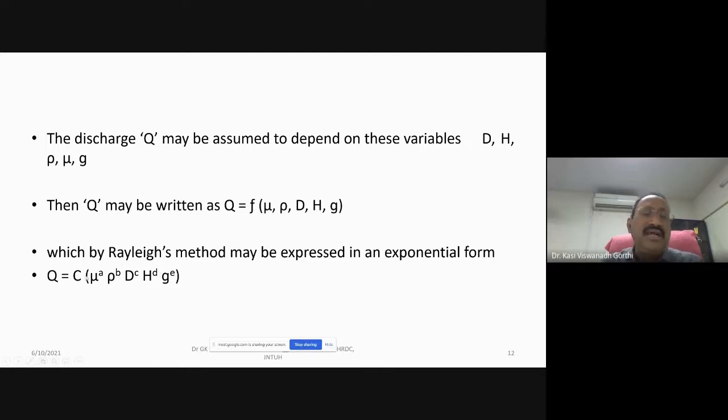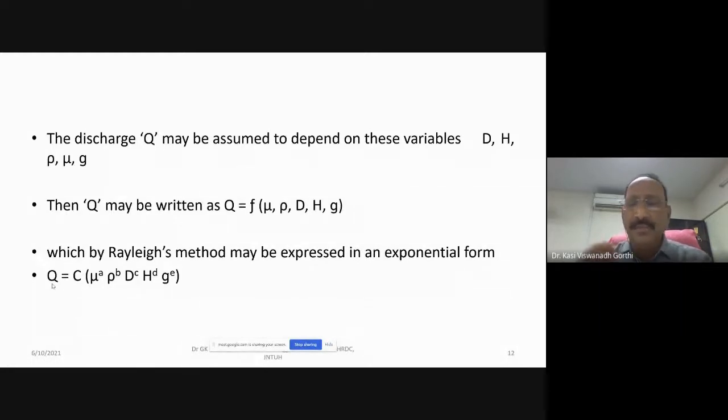Now, C is the constant. A, B, C, D, E are the exponent variables. Mu, rho, D, H, G are the parameters, the independent variables. And Q is the dependent variable. So now we have established the exponential equation.